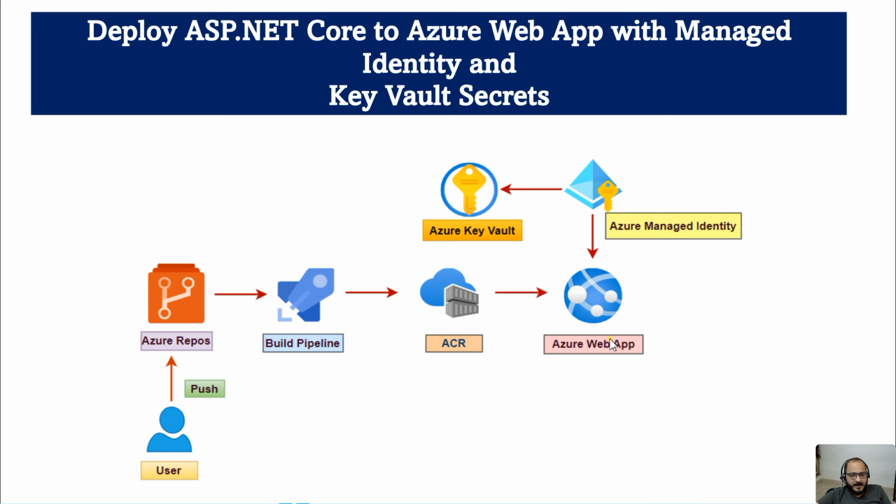So here basically I have already created an application which I have pushed in Azure Repos, and with the help of Azure DevOps we built a pipeline. I'm just pushing that code to the Azure Container Registry with the help of a Docker file, and then I'm going to create Azure Web App, and with the help of Azure Managed Identities I'm going to retrieve the secret from the Key Vault. This is what we are going to achieve in this particular video.